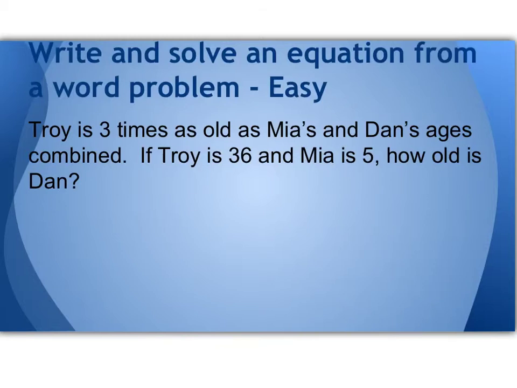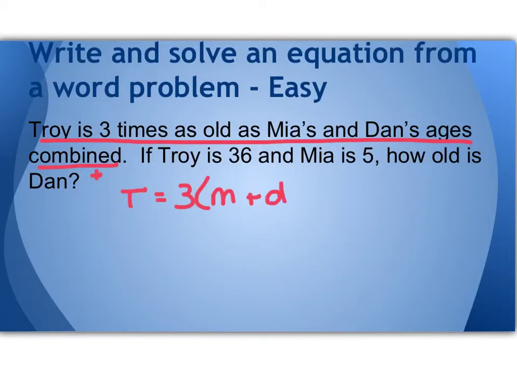So in this problem, you'd want to take that first sentence and write some sort of equation. We know Troy, so I'm going to put T, equals 3 times as old as Mia's and Dan's ages combined. When I talk about something being combined, I usually add them together. So I can't just say 3 times Mia and then add Dan in there. I'm actually doing Mia plus Dan. 3 times the sum of their ages.